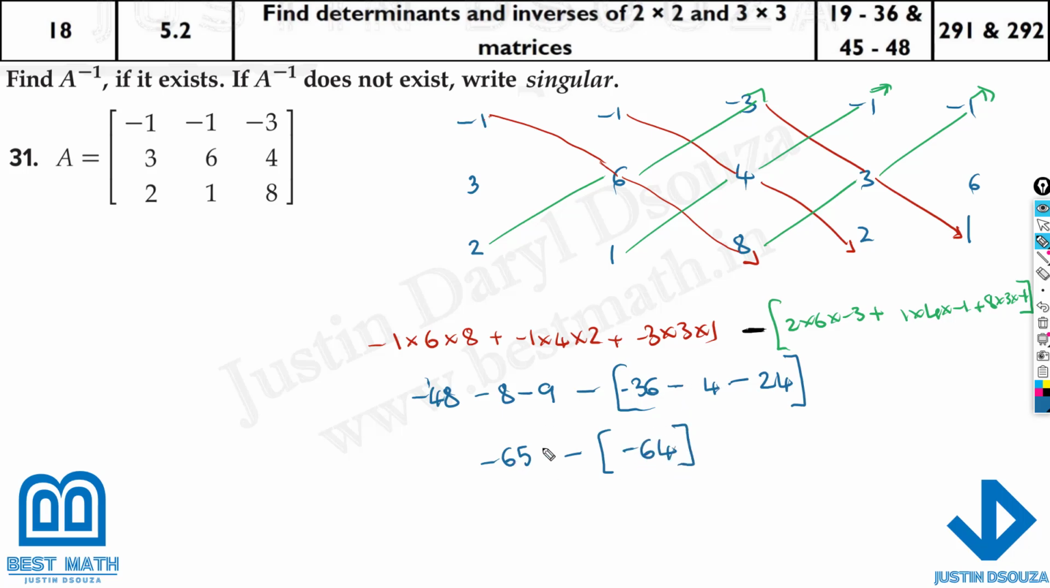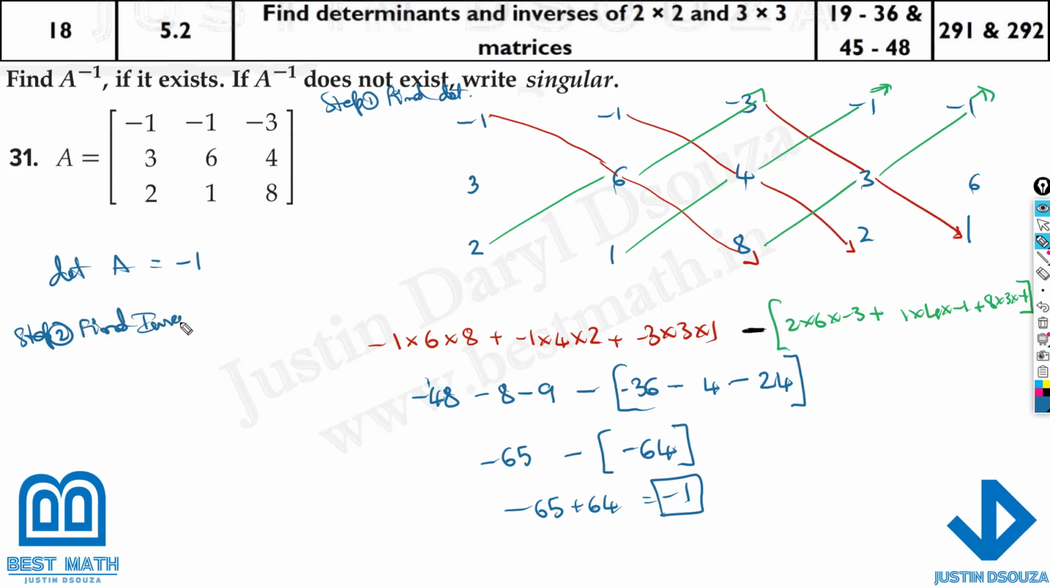Now what you do is you have to do this minus, it'll be -65 plus 64. The answer is -1 here. The determinant, so you can write determinant of A is equal to -1. This is step 1: find the determinant. Now next one. After this, you should just write it down all along, and then, clearing this, you write step 2. After this entire thing, you write step 2, find inverse.